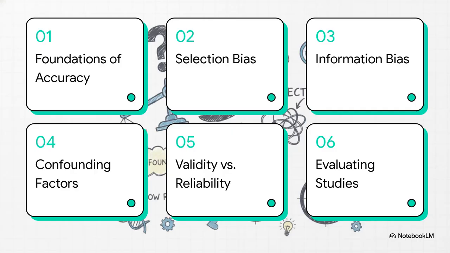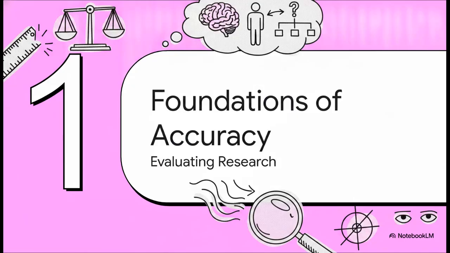Here is our incredibly high-yield syllabus for the session. We're covering 1. Foundations of research accuracy, 2. Selection bias and clinical impact, 3. Information bias and misclassification, 4. Confounding factors and evaluation, 5. Validity versus reliability, and wrapping up with 6. Evaluating studies for patients. All right, Section 1, Foundations of Research Accuracy.